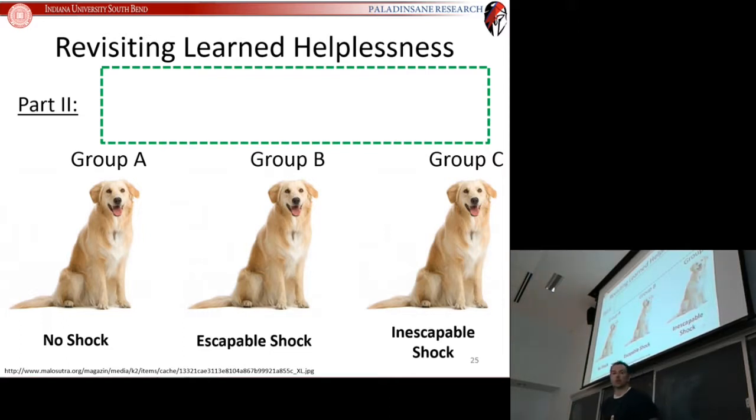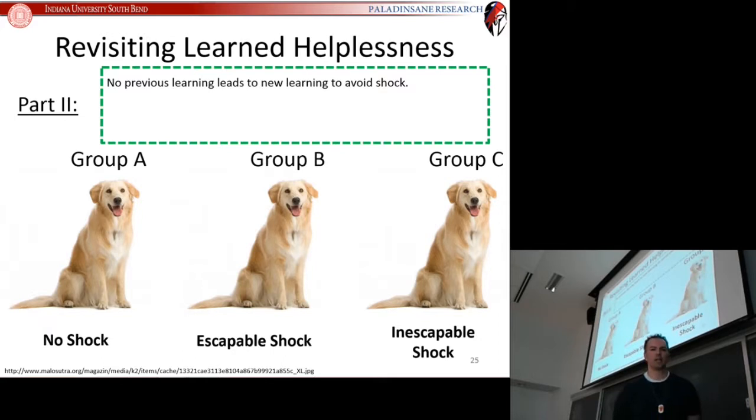Yes. So in this case, we can express that by saying that no previous learning leads to new learning to avoid a shock. All right? So that's the contingency. That is what the effect of no previous learning is on new learning. If you have no previous learning, you can still get new learning. What about group B? What happened with them? What did previous learning to avoid a shock do?